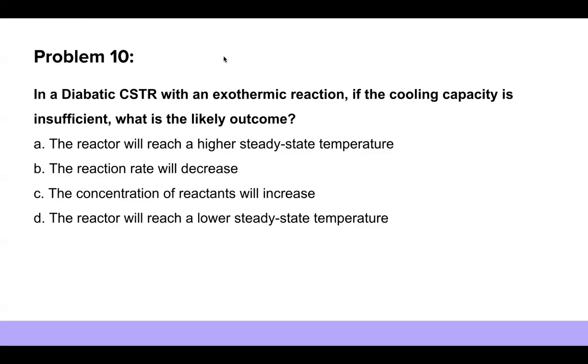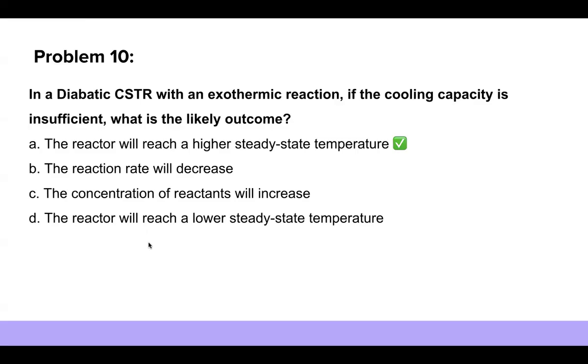So the answer is, in the diabatic CSTR for an exothermic reaction, if the cooling capacity is insufficient, what is the likely outcome? When the cooling capacity is insufficient, in an exothermic reaction it is basically ejecting heat, right? So if there is not enough cooling water capacity, the reactor's temperature keeps on increasing. And finally it will attain a steady state, but that steady state temperature will be higher than what is usually there when you have a proper cooling arrangement. So option A, the reactor will reach a higher steady state temperature.